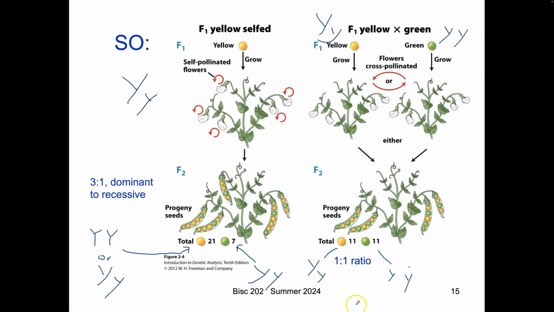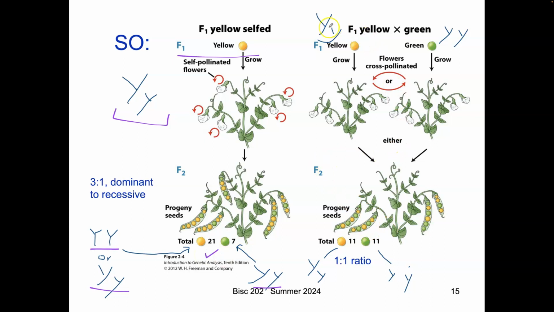Okay, so if we go back to this diagram, where do these traits come from? The yellow F1 were heterozygous, so they had one dominant and one recessive allele. If you crossed them, self-pollinated them, then we had progeny that were either homozygous or heterozygous for the yellow allele, and individuals that were homozygous recessive, and this gave us a 3-to-1 ratio. And we'll do a Punnett square shortly to demonstrate that that is the correct ratio and exactly how that comes about.